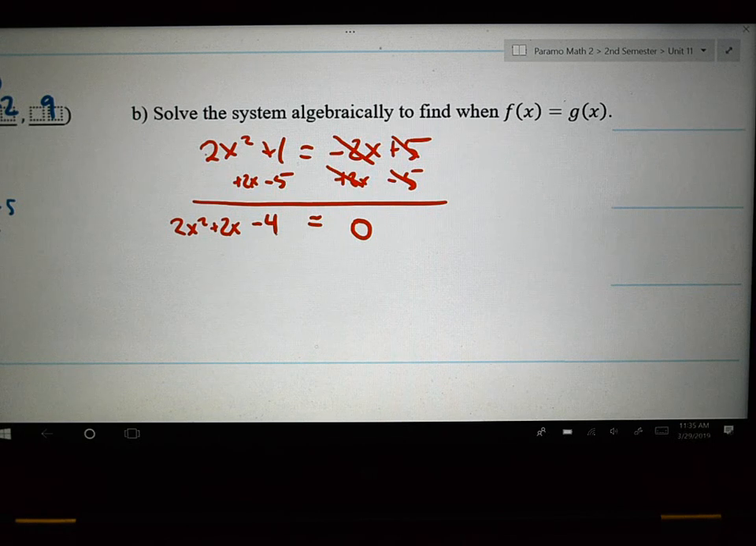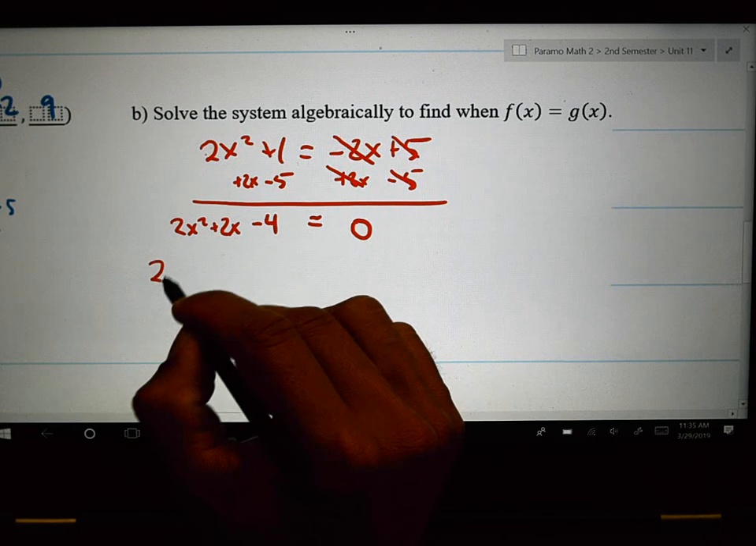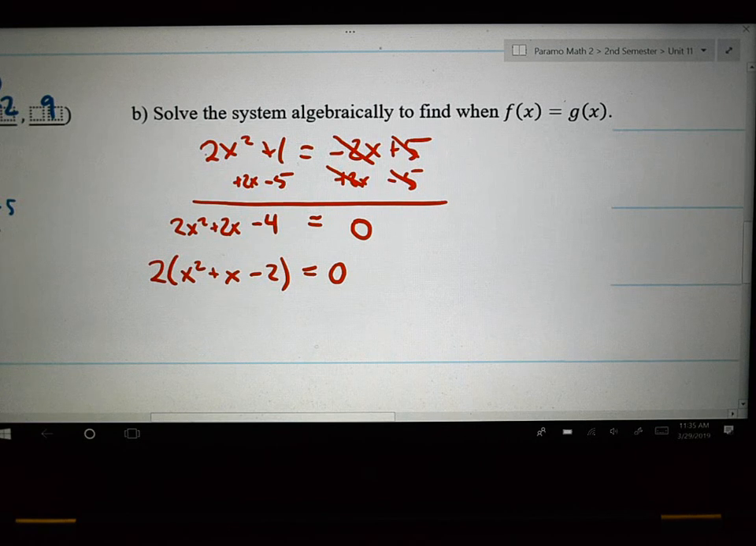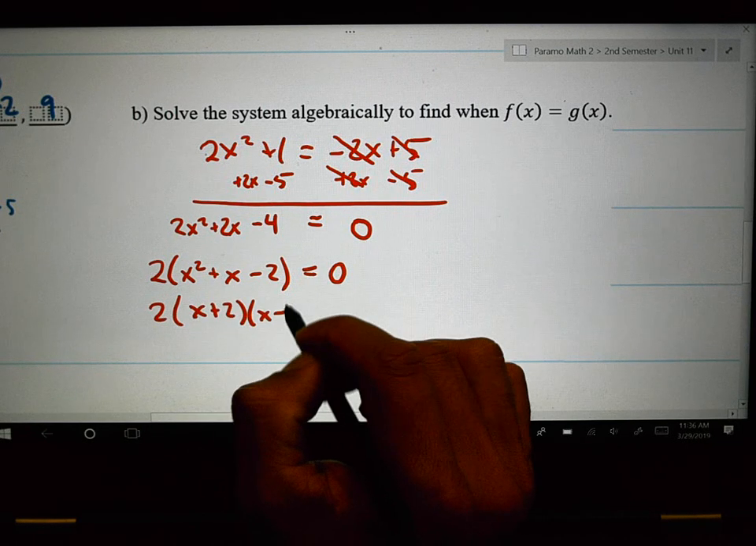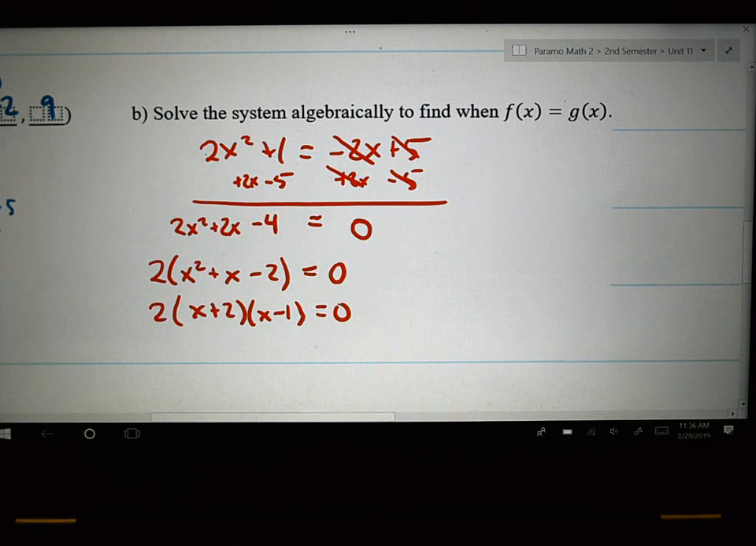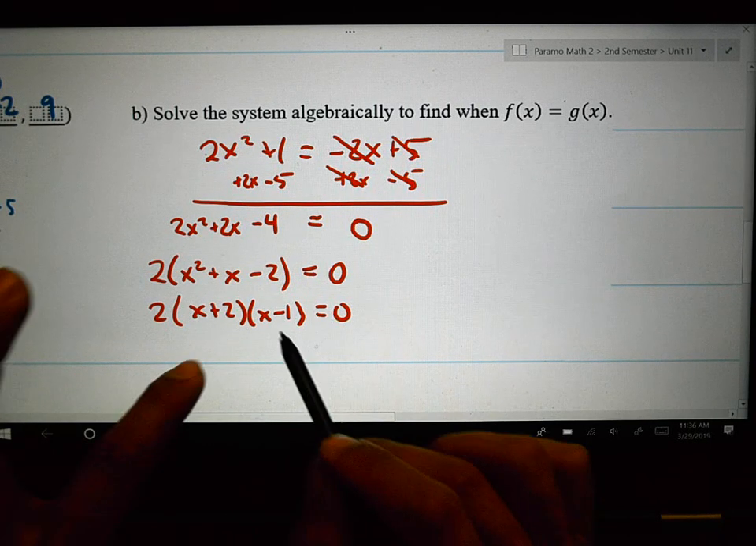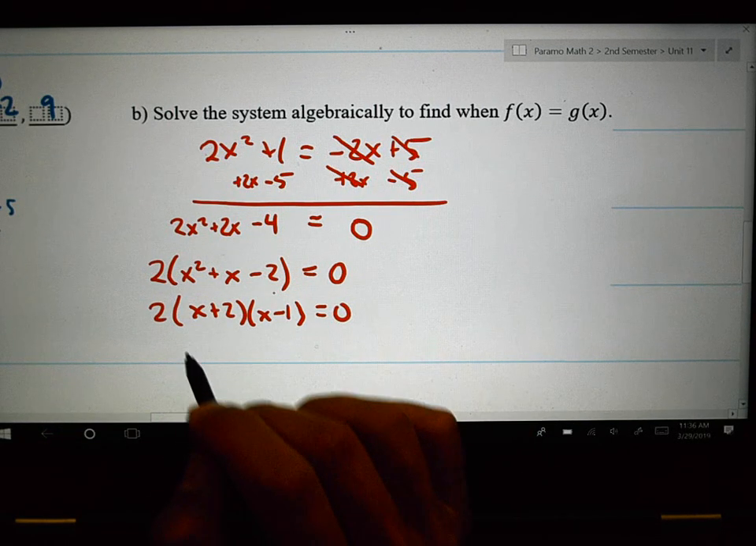And just like the previous section, you have a choice. Should I factor it? Should I use the quadratic formula? Well, first thing I see is a 2 and a 4. I'm going to factor out a 2 just to see what this looks like. This looks pretty small. I bet I could factor it fastest. And as I check to see, does this factor to that? It does.